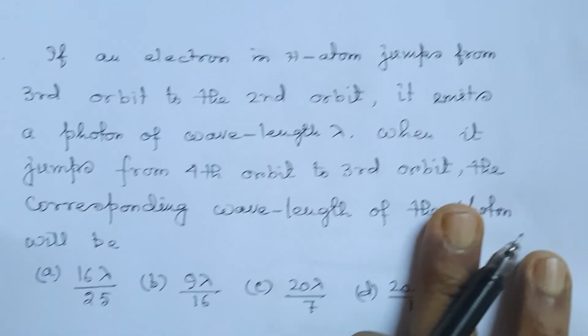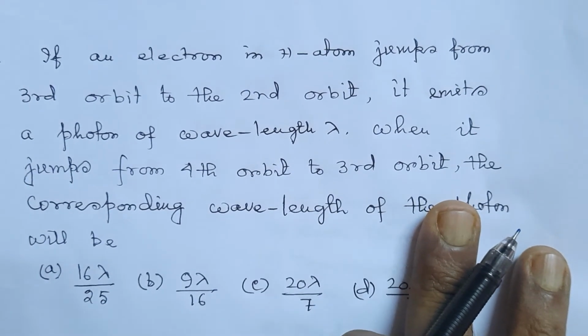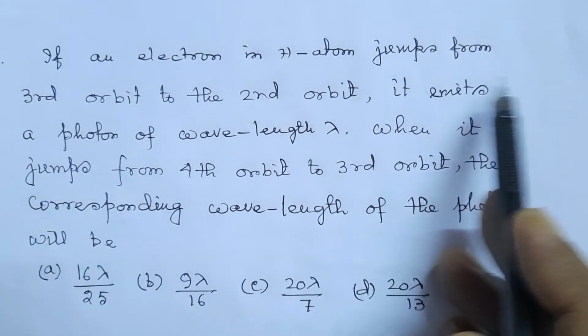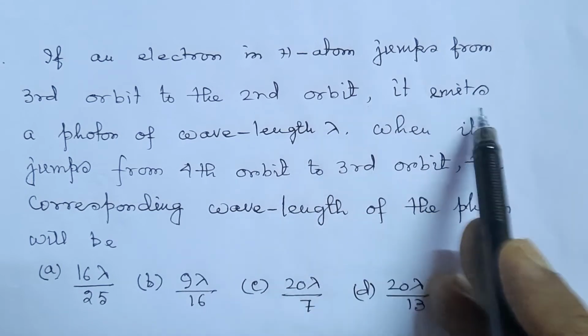Now see question number 39. If an electron in a hydrogen atom jumps from the third orbit to the second orbit, it emits a photon of wavelength lambda.